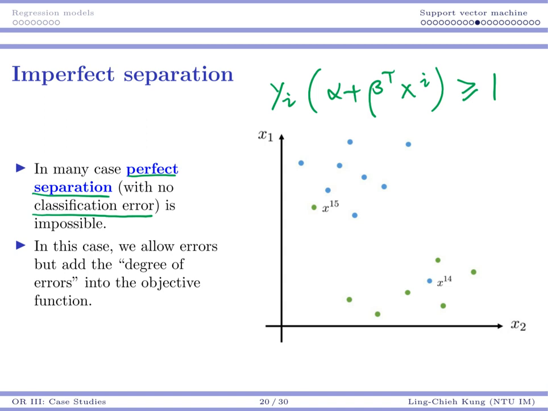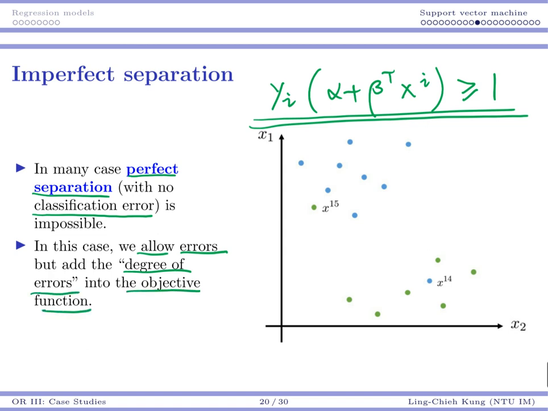So in this case, what people do is that we now need to allow errors. But once we allow errors in this particular constraint, we're going to add the degree of errors into the objective function. Again, somewhat similar to some kind of Lagrange relaxation, although it's different. All right, so let's see what this is.